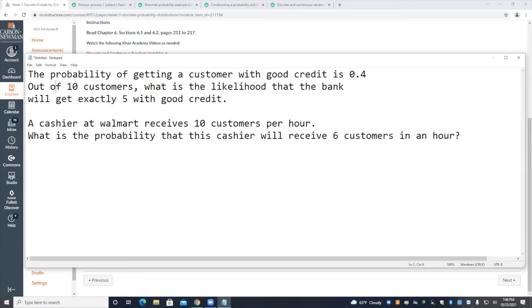Okay. So let's solve these, right? So for the first one, it's a binomial probability problem. It's the same as flipping a coin.